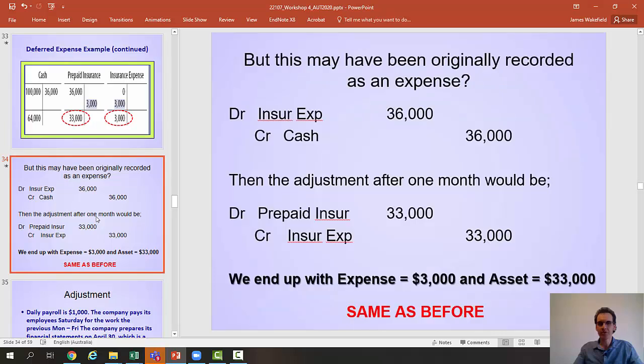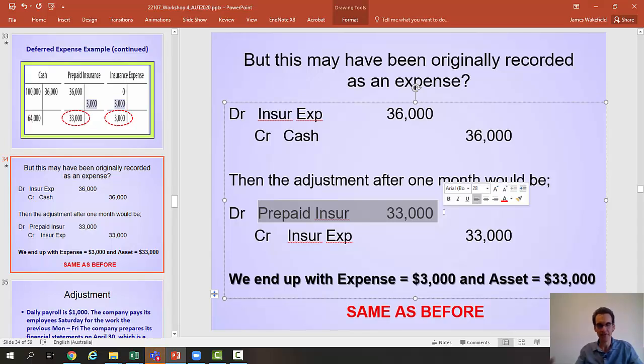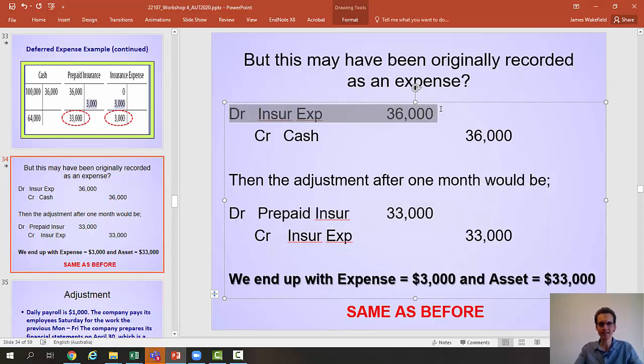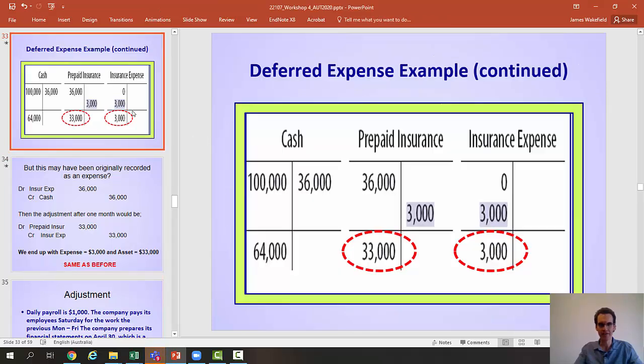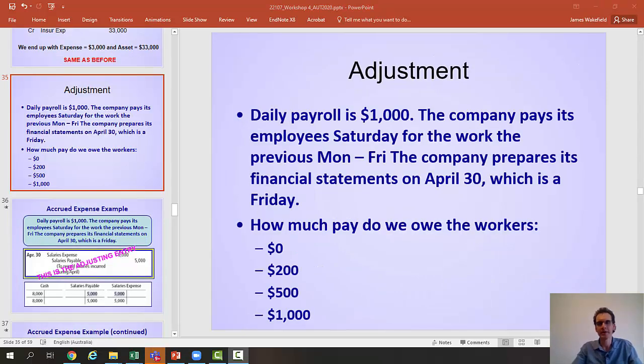So think about it. As a result of this adjustment here, you increase your prepaid insurance balance in your T account from $0 to $33,000, which is what the final balance should be at the end of the period, and you reduce your insurance expense T account balance from $36,000 down to $3,000 by reducing it by $33,000. So you'd end up with a balance of $3,000 in the insurance expense account. So remember, always very important to look at how the transaction was originally recorded and then how it should be adjusted accordingly. Okay, so I have another question for you.